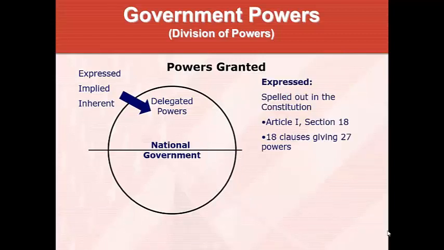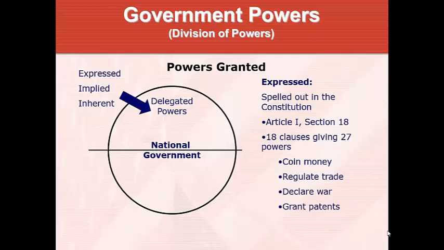So first, let's talk about the national government. So once again, express powers are powers that are explicitly listed in the Constitution. And you can find them in Article 1, Section 8. Let's give a few examples: to coin money, to regulate trade, to declare war, to grant patents. So all of these powers are actually listed in Article 1, Section 8. These are powers that are delegated to the national government, that they are expressed.